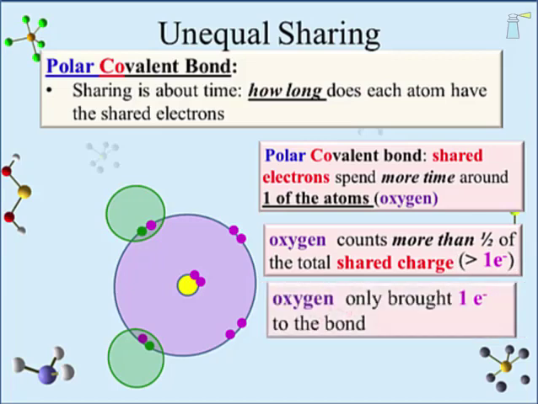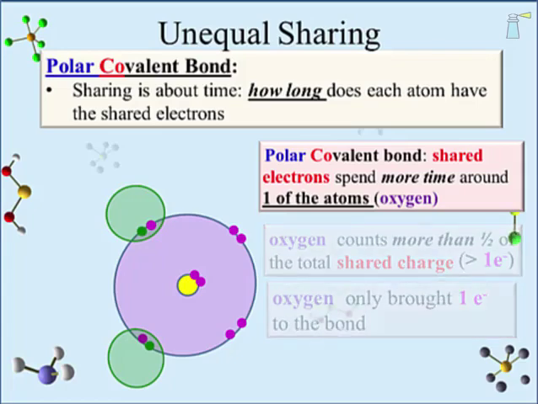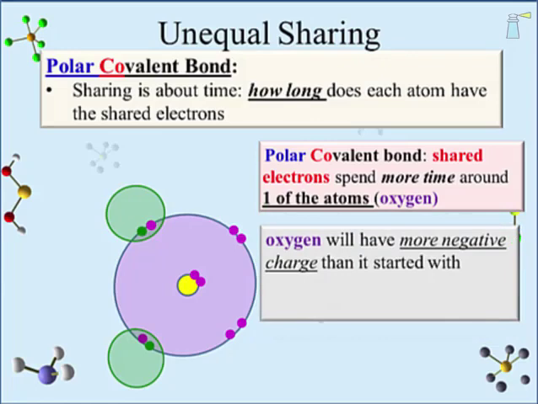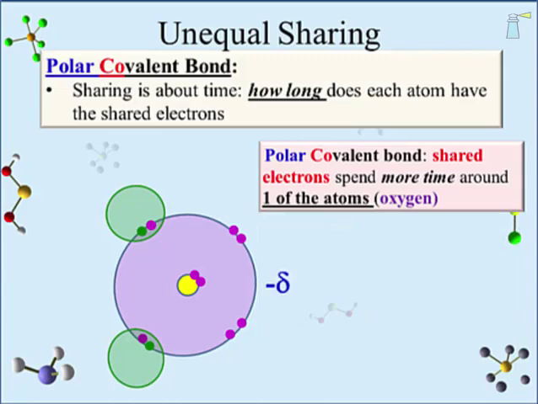Importantly, the oxygen only brought 1 electron to the bond. 1 electron would make oxygen neutral, but its count from the bond is more than 1 electron. Oxygen will have more negative charge than it started with. It will adopt what is called a partial negative charge. We will get to that partial bit in a moment. The symbol for partial is the lowercase Greek delta. We can include a negative delta sign near the oxygen to signify that this side of the molecule has more negative charge than positive charge on the basis of time the shared electrons spend with the oxygen.